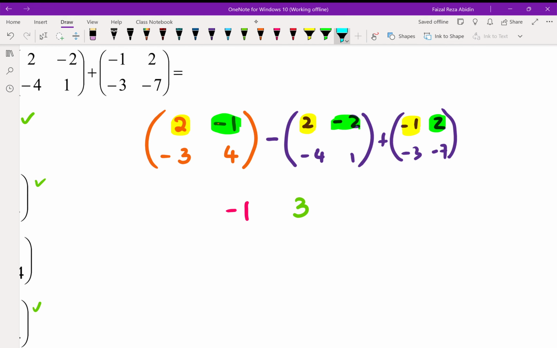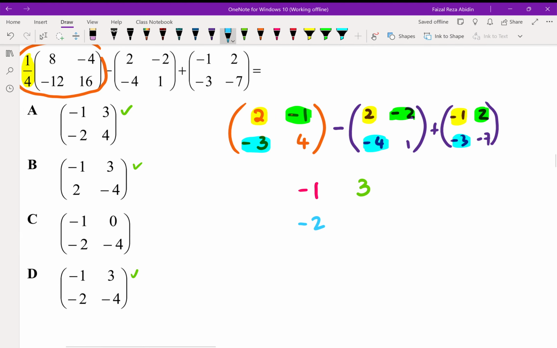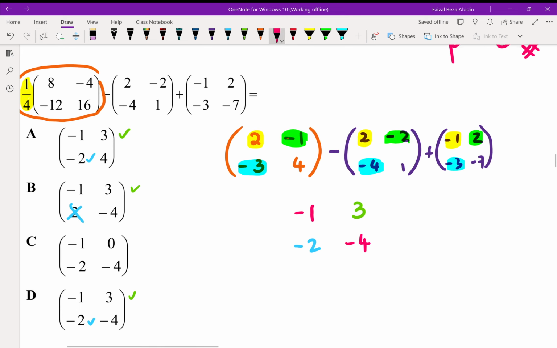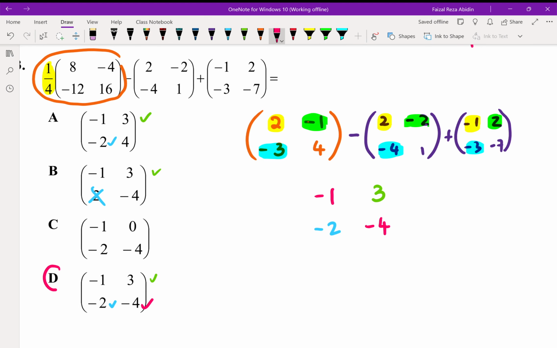We are going to go for negative 3 minus with negative 4. 1 plus with negative 3, negative 2. Mari kita tengok. Mana negative 2? Ni betul? Salah. Betul. So it's going to be either A or D, isn't it? Yes. Okay. So next, 4 minus 1, 3 plus negative 7. Negative 4. Yes, you are going to get negative 4. So negative 4 is going to be D only is the answer.